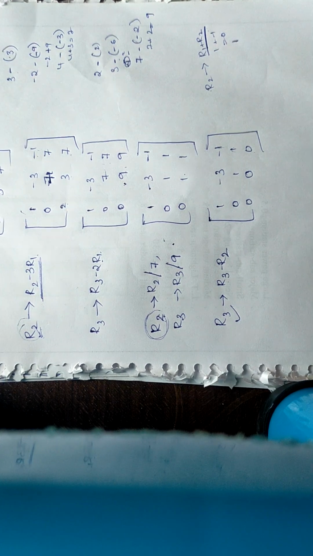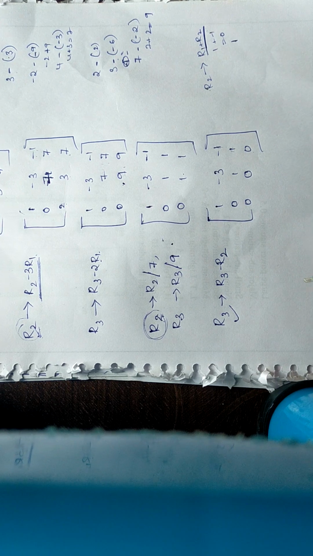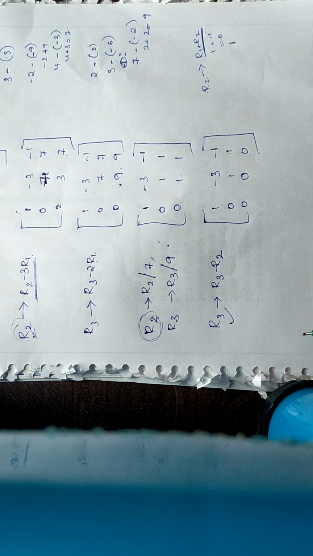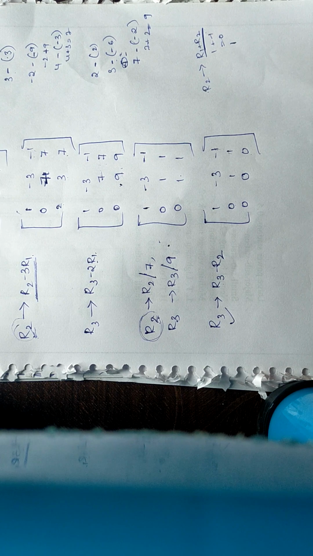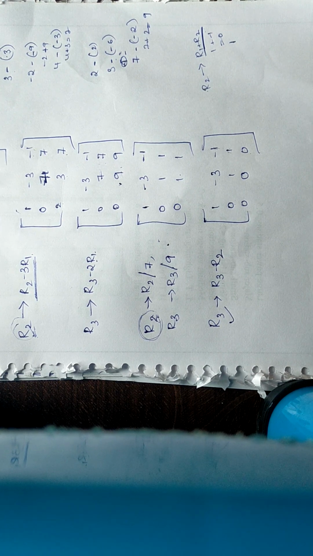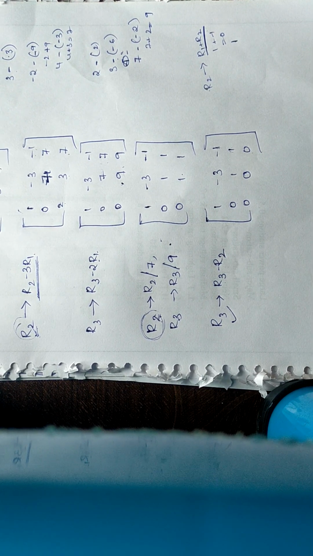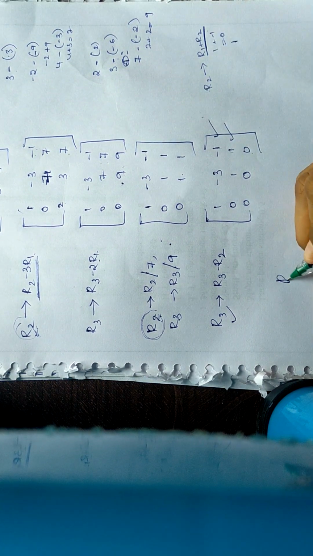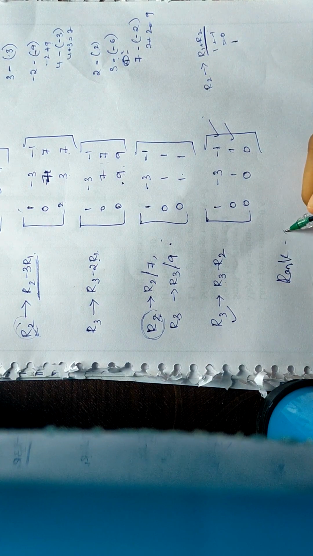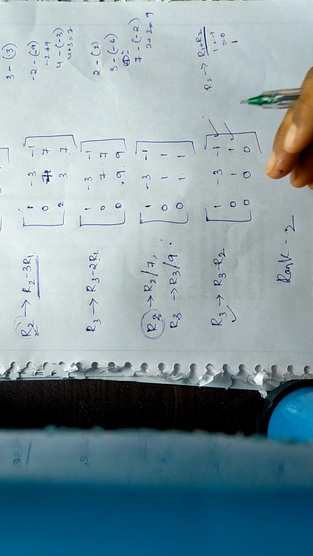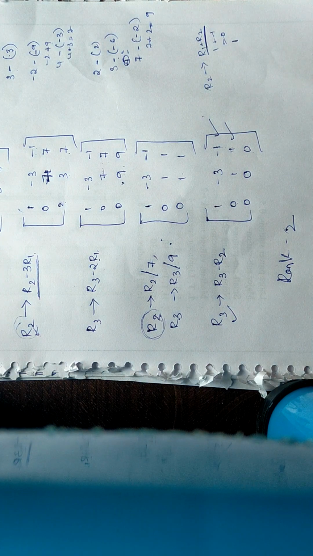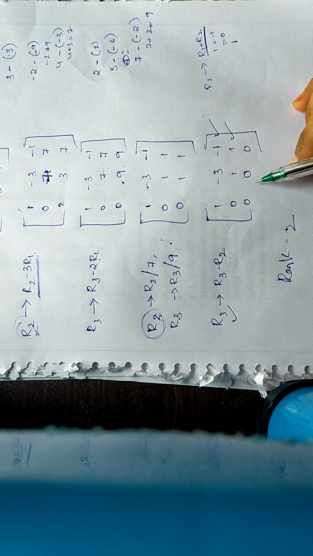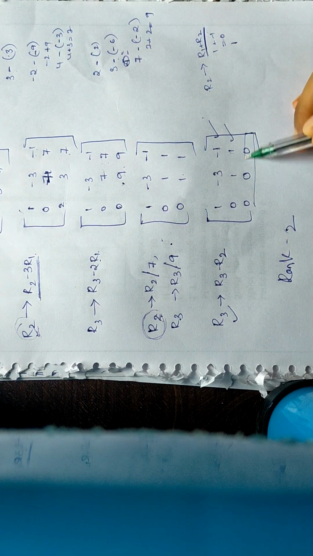Now, what is the rank of the matrix? 2, because according to our condition in the echelon form, the number of non-zero rows will be the rank of the matrix. Here the non-zero rows are this one and this one, so the rank will be 2. Non-zero rows means that in the complete row, all elements should not be zeros. You can have 1 or 2 zeros, that's fine, but not the entire row. This is a zero row because every element in this row is 0.